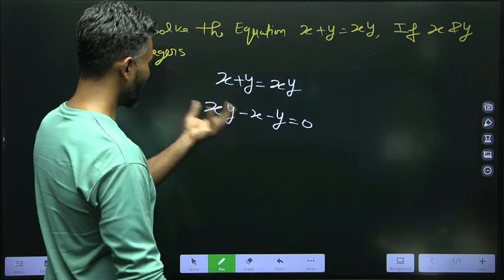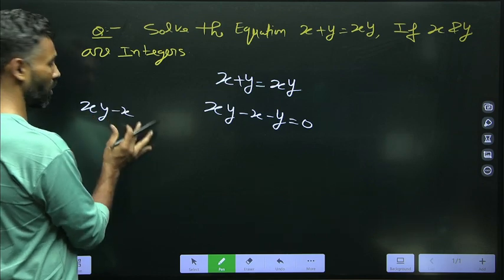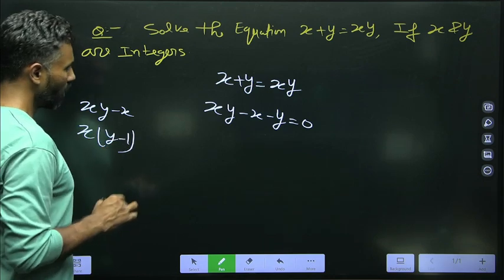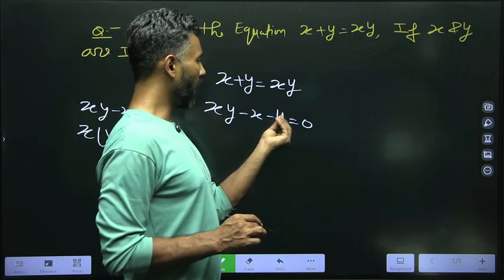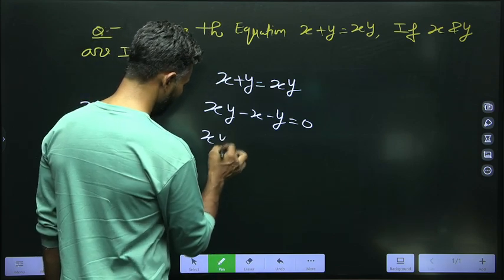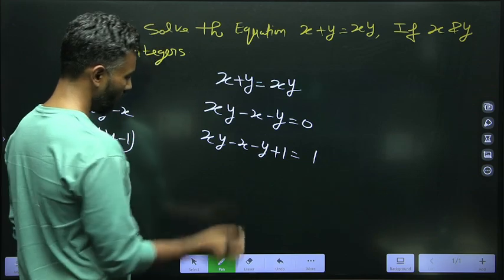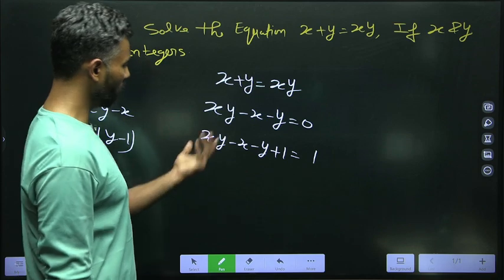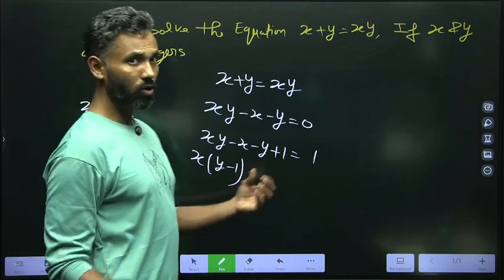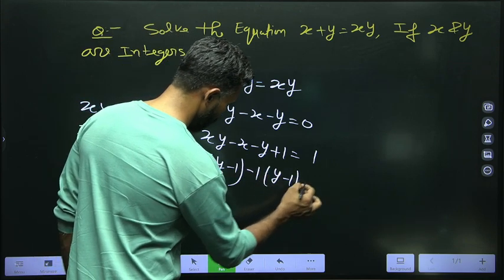If I take x common from xy minus x, it will become x within bracket y minus 1. So what we need to do is add plus 1 on both sides of the equation. So I can say it can be written as xy minus x minus y plus 1 equal to 0 plus 1, which is 1. Now we can take x common from the first two terms, so it will become x into y minus 1. Now if I take minus 1 common from the last two remaining terms, it will become minus 1 within bracket y minus 1, equal to 1.